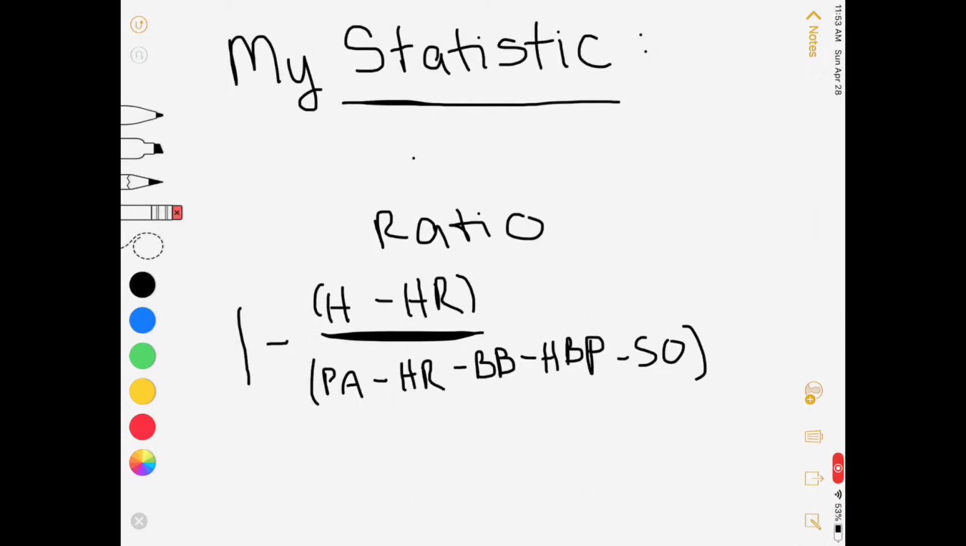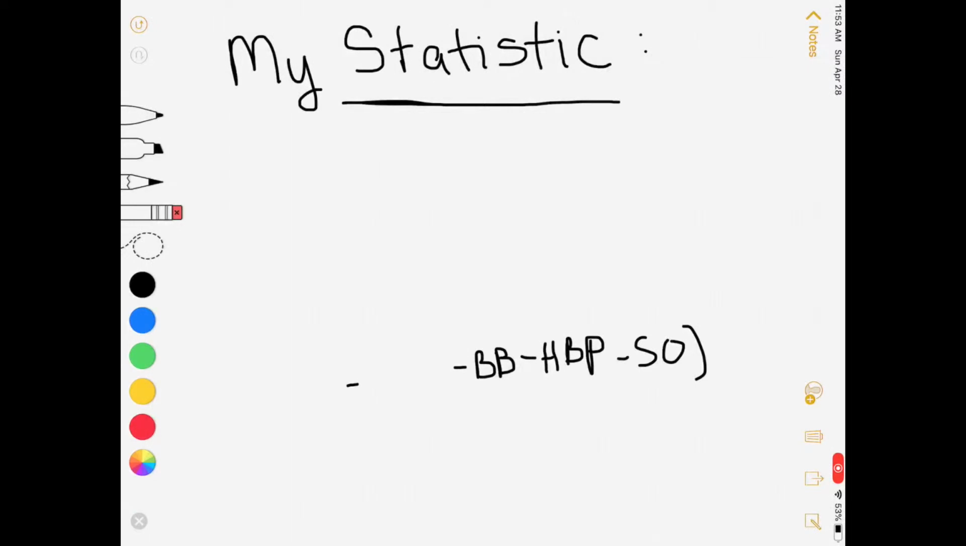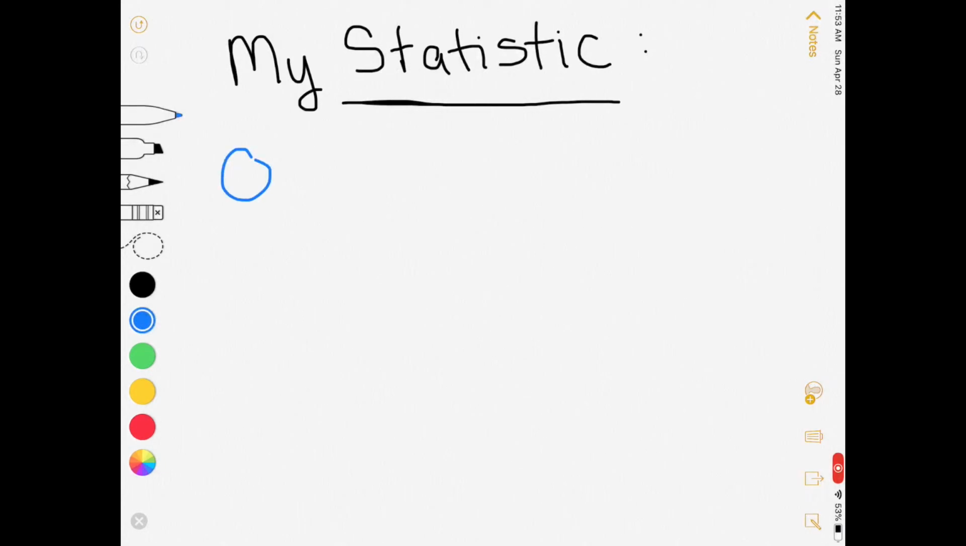However, we know that defense is only one half of the game of baseball. So I propose a statistic that looks at offensive efficiency ratio. And this is exactly what I will call my statistic, OER.